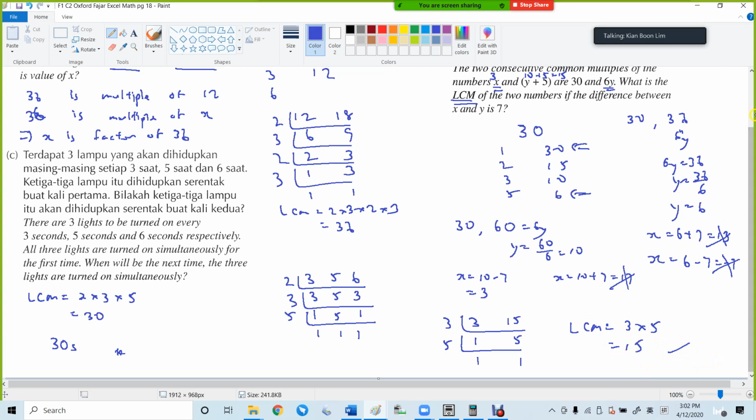Why? Because it says two consecutive common multiples, then they will be 15, 30, 45, 60. So 6y should be 45, not 15. So actually, I can get the answer provided by the exercise, but this question actually has no solution. Because the common multiples are 15, 30, 45, and 60, not 30 and 60, as we assumed. So no solution. Okay, this question has no solution.